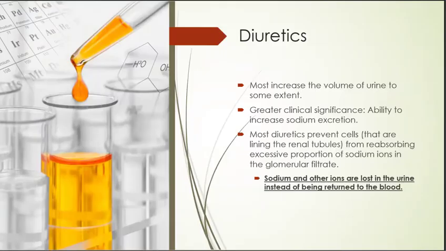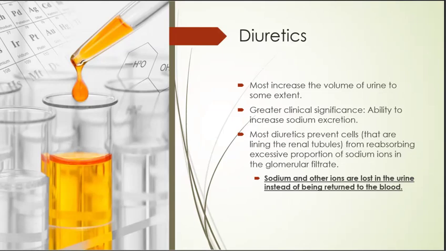Diuretics are medications that help the kidneys remove extra sodium and water from the body. Although they increase urine output, their most important effect is getting rid of sodium. Normally, the renal tubules reabsorb, or take back, the sodium into the bloodstream. Diuretics block this reabsorption, so sodium stays in the urine. Since water follows sodium, more water is also excreted.